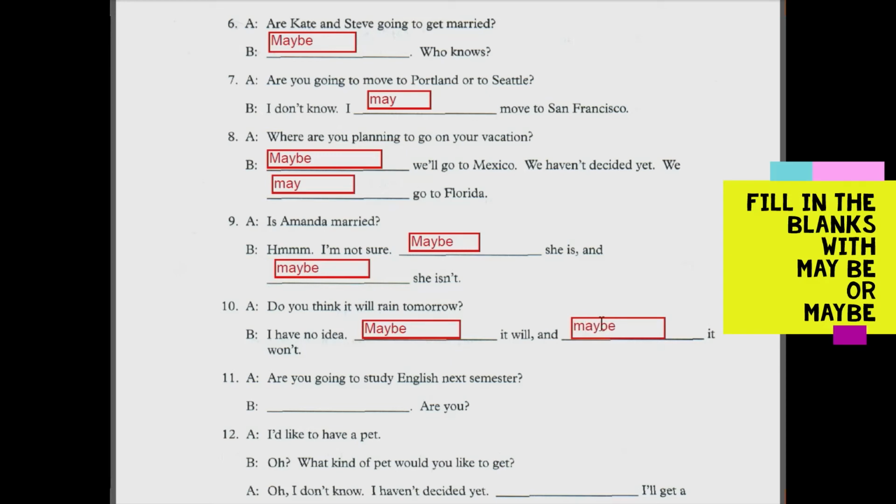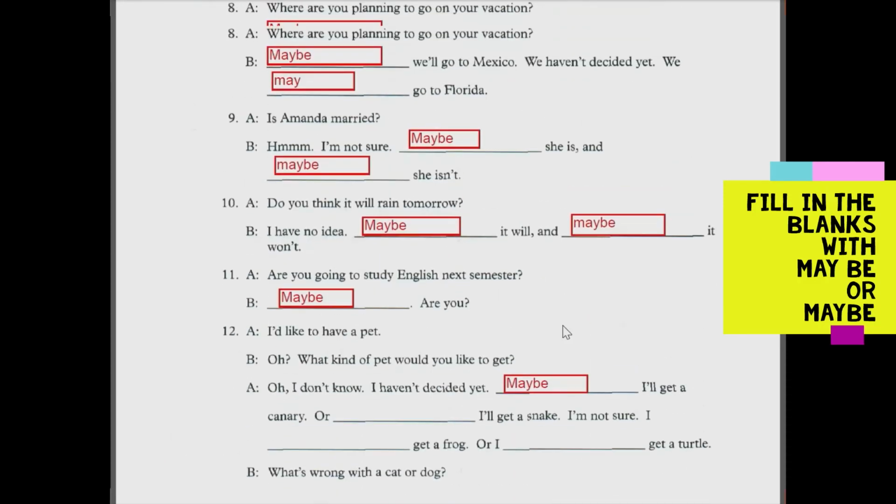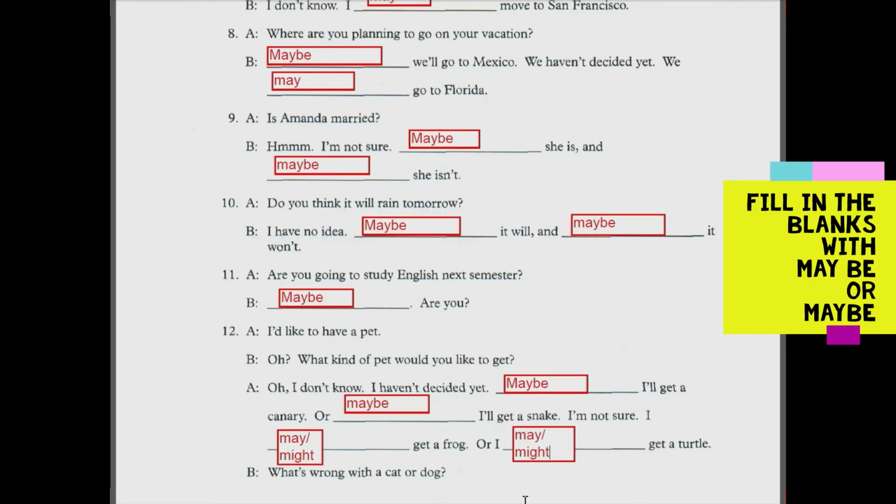Are you going to study English this semester? Maybe. Are you? I'd like to have a pet. What kind of pet would you like? I don't know. I haven't decided yet. Maybe I will get a canary. What is a canary? Canary is a bird. It's a small bird, it can be yellow. In bahasa Indonesia, it's called burung kenari. Or maybe I'll get a snake. Oh my gosh, no, not a snake. I'm not sure. I may or might, of course, get a frog, or I may or might get a turtle. What's wrong with a cat or dog? Okay, it's funny.